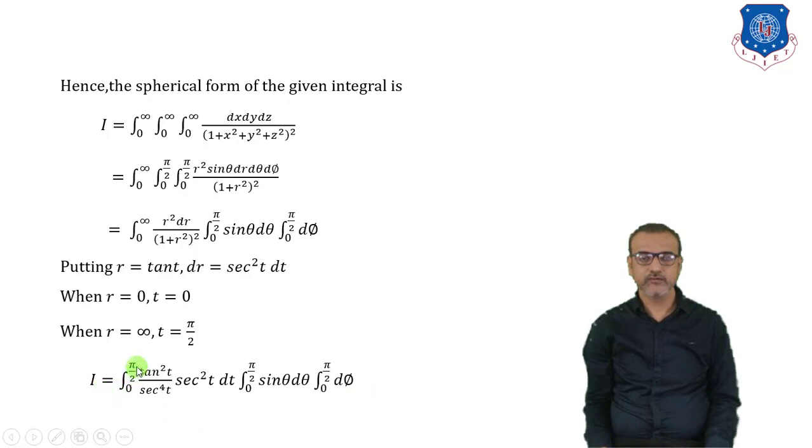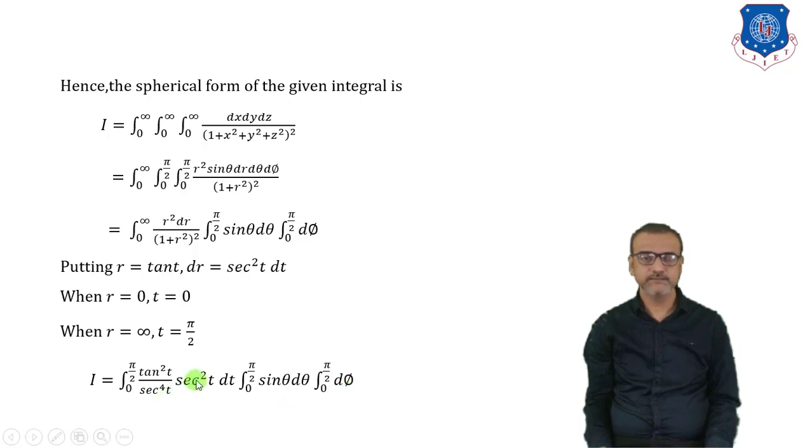So I equals integration from 0 to pi by 2. R square is tan square t, and 1 plus r square, r is tan t, so 1 plus tan square t becomes sec square t, and we have 2 power of sec square t, so it becomes sec raised to 4t, and then after dr, that is equals to sec square t dt. This one will be as it is, that is integration from 0 to pi by 2 sin theta d theta, and again this one will be as it is, that is integration from 0 to pi by 2 d phi.